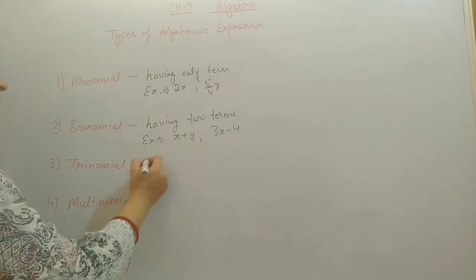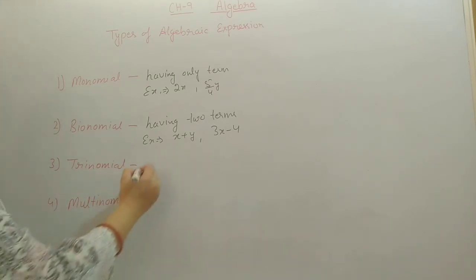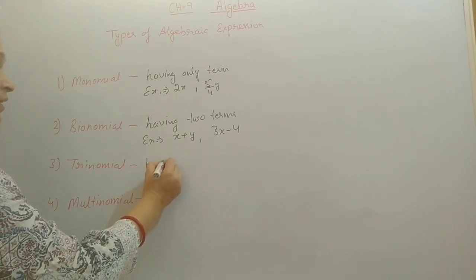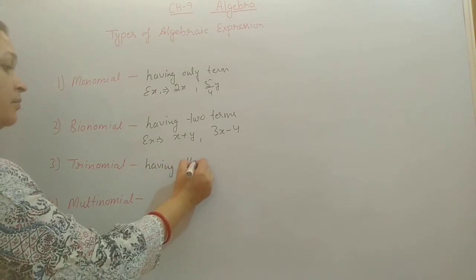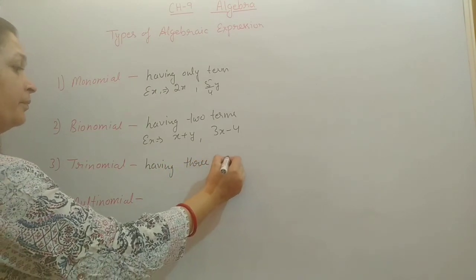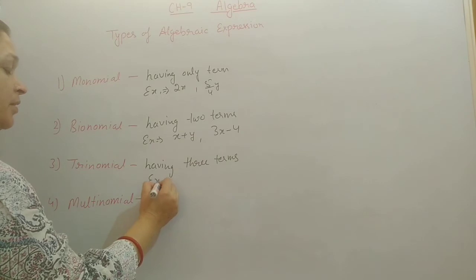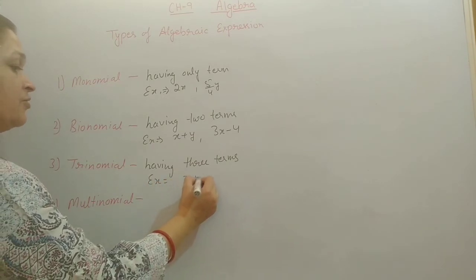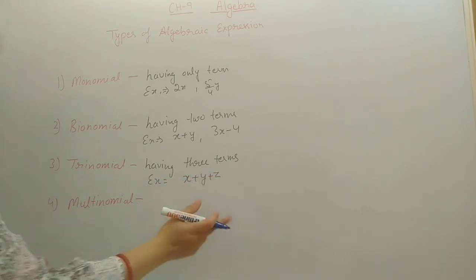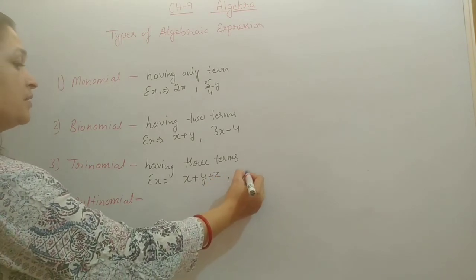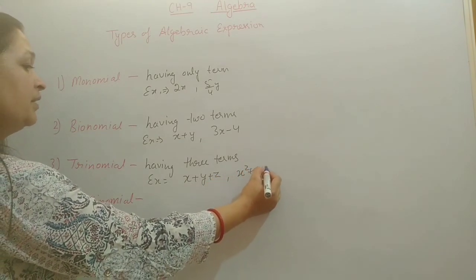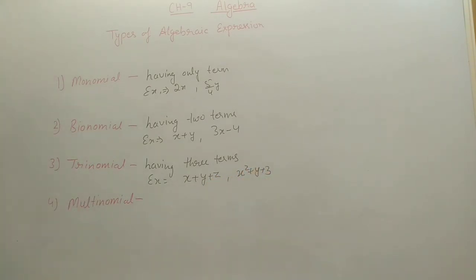Next is trinomial. By name only we can guess, tri means 3. It means having three terms. For example, x plus y plus z. So you can see three terms are there. Or x square plus y plus 3. Here also three terms are there.